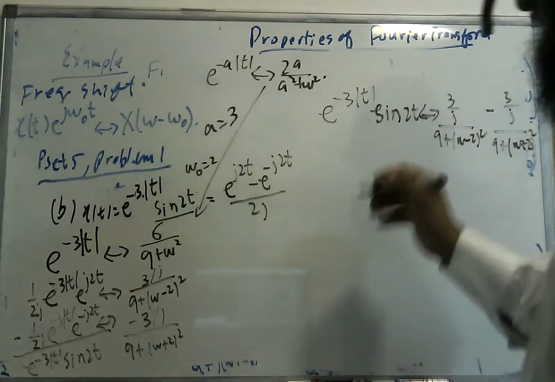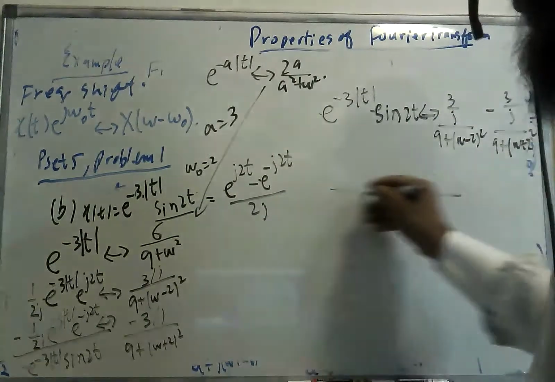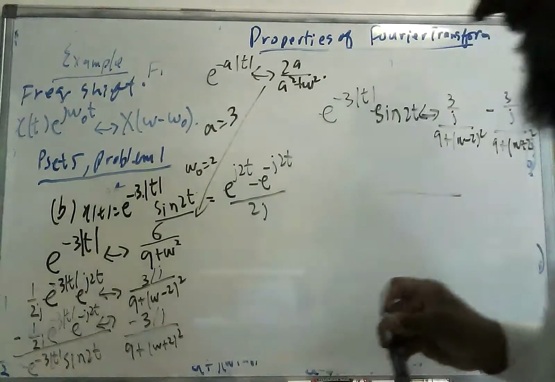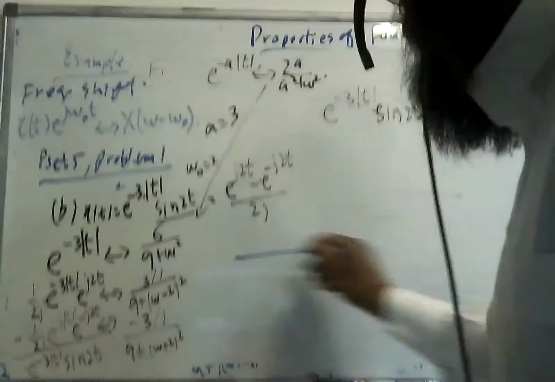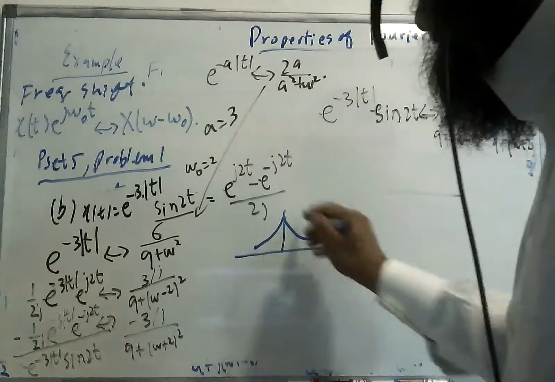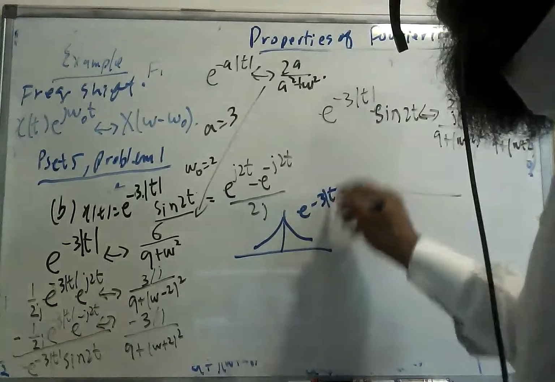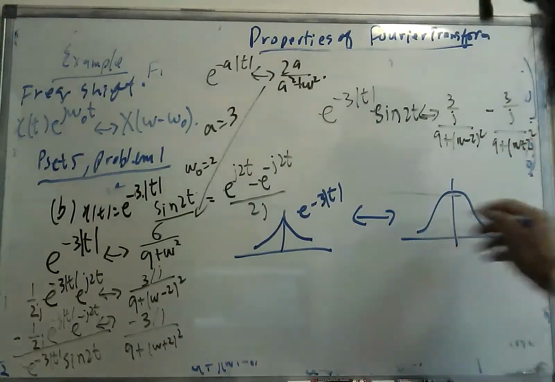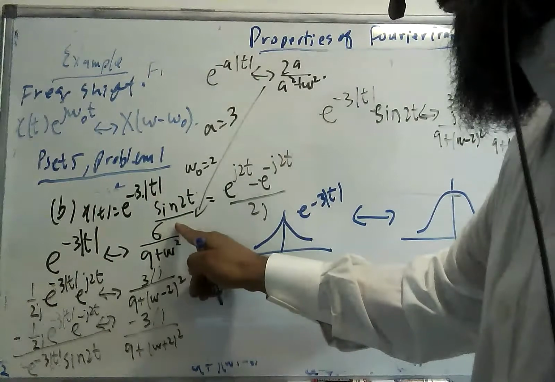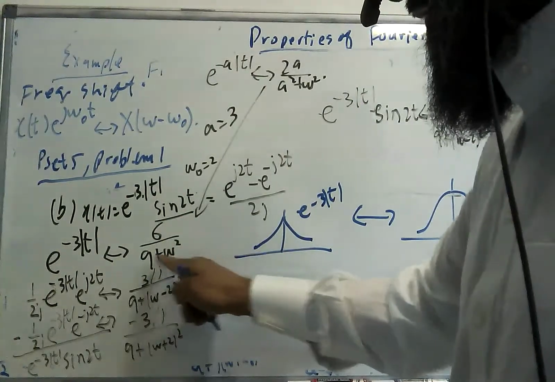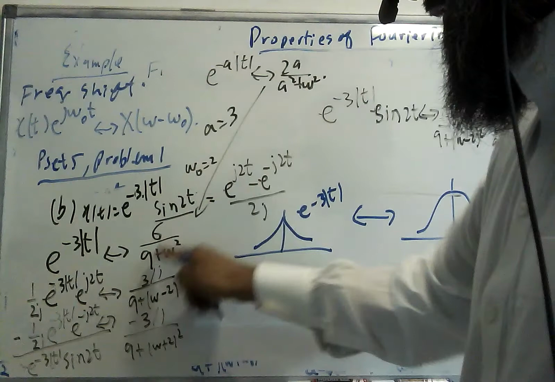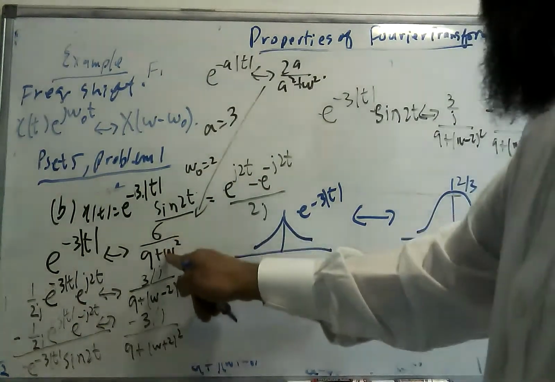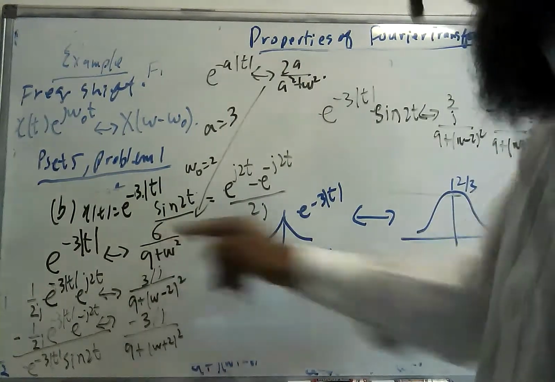All right. So in terms of the graph, I have the time domain, which is this. The frequency domain of this will be just this function, and the maximum is here. It is 6 over 9, which is 2 over 3, because I put omega equal to 0.